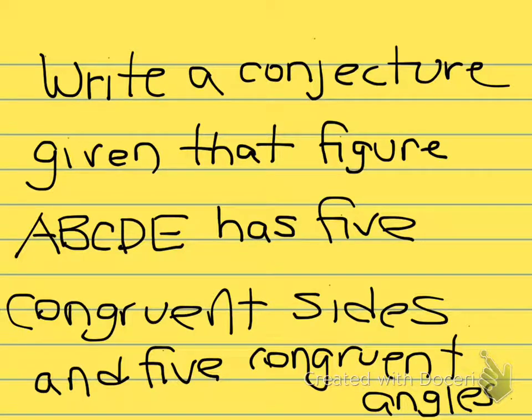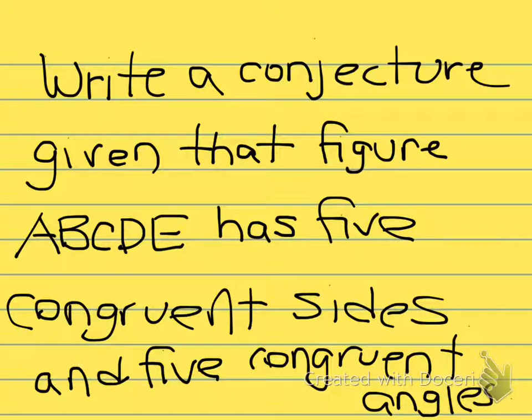The first thing we'll think about is we're going to write a conjecture given that figure A, B, C, D has 5 congruent sides and 5 congruent angles. If we think about the number 5 here, that's going to tell us what shape this is. Then we need to figure out what type of shape this is.